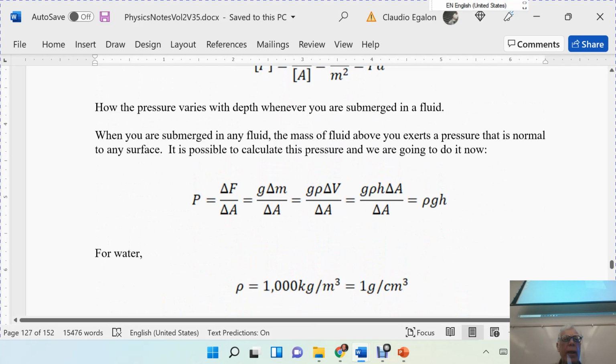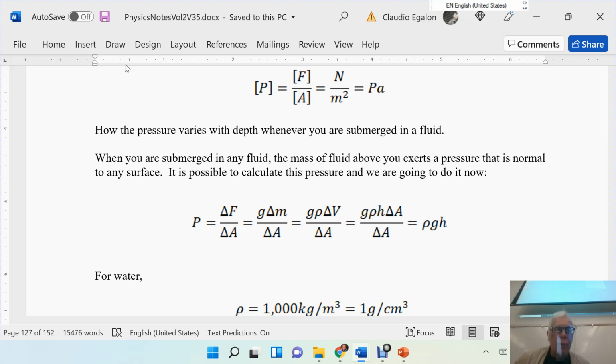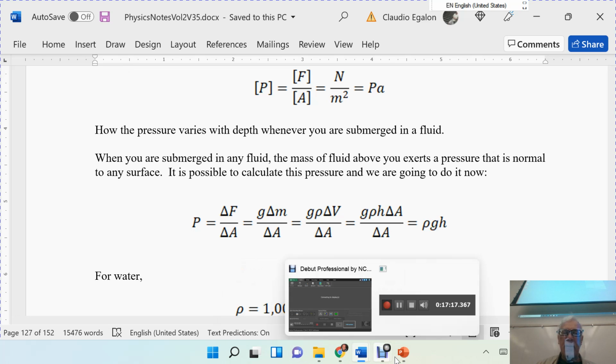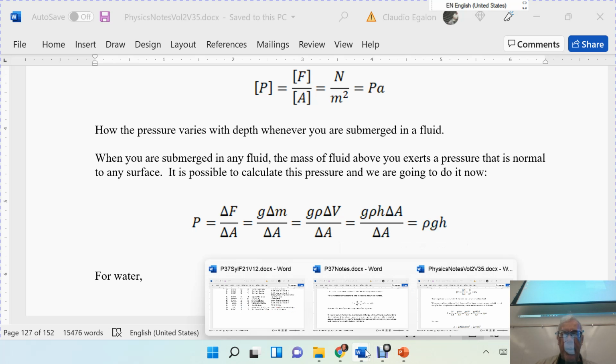Okay, having this idea in mind, it is possible to find out how the pressure varies with the depth within a liquid. You submerge yourself into a liquid, and it is possible to calculate what the pressure of the fluid is going to be. We're going to do that for water, and then you can do that for almost anything. Water, liquid mercury, alcohol, and so on. Okay, let's do that.